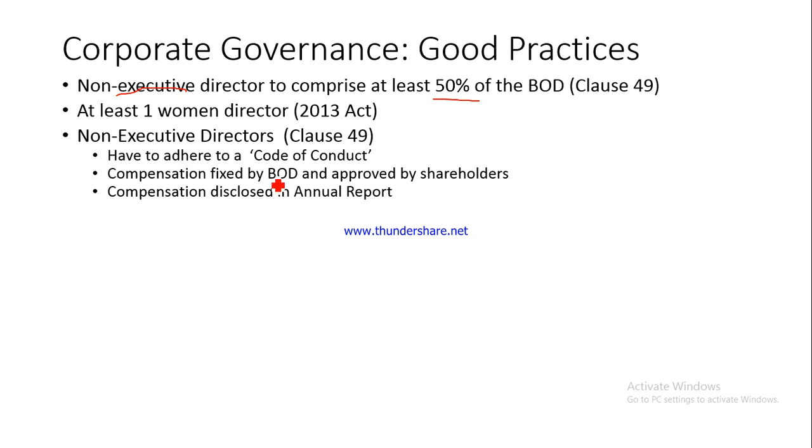The compensation will be fixed by the board of directors and it will have to be approved by the shareholders. So what will be the compensation for the non-executive directors will have to be fixed by the board of directors and approved by the shareholders. So no compensation would be fixed without the approval of the shareholders. And compensation should also be disclosed in the annual report. In the annual disclosures the firm makes, it has to mention the compensation being paid to non-executive directors. This is a provision in clause 49 of the listing agreement.